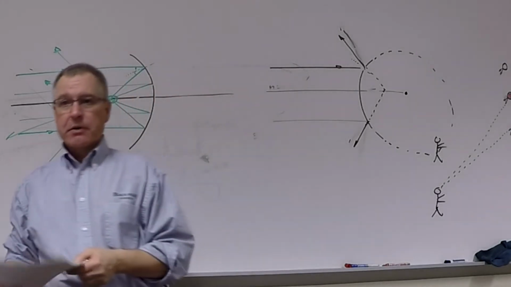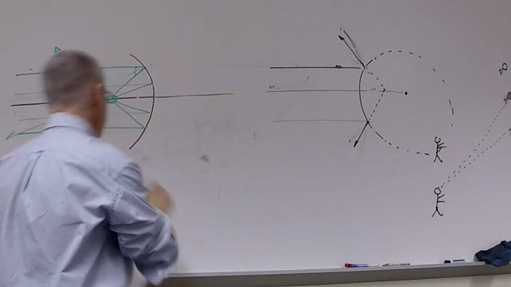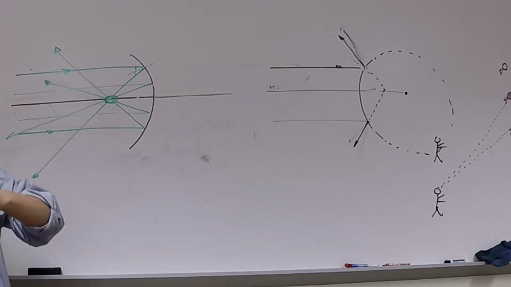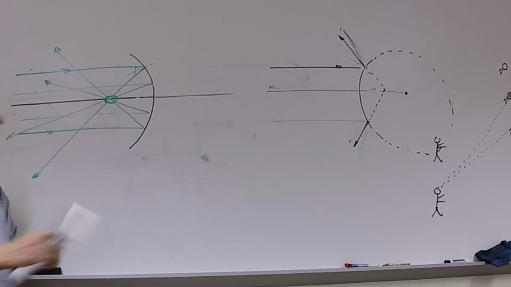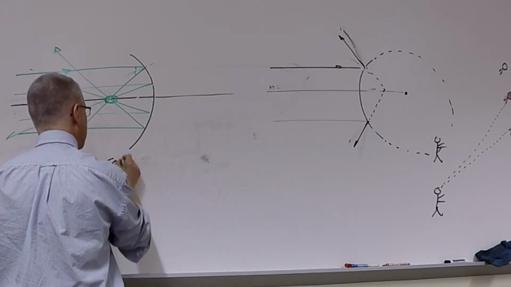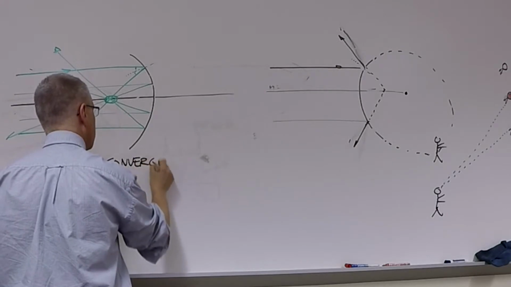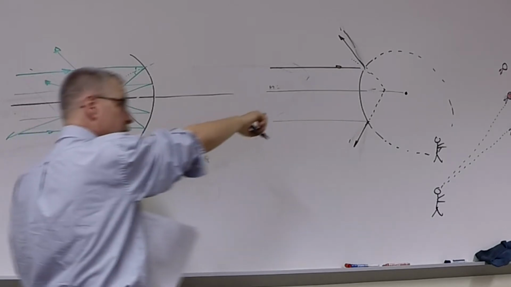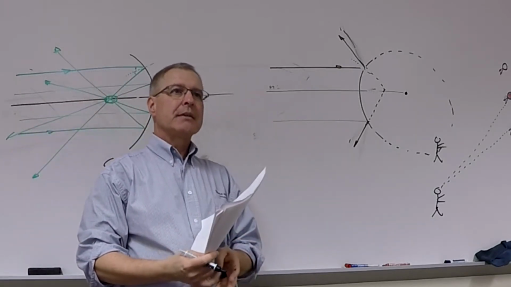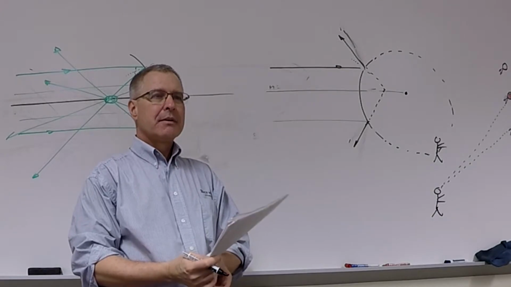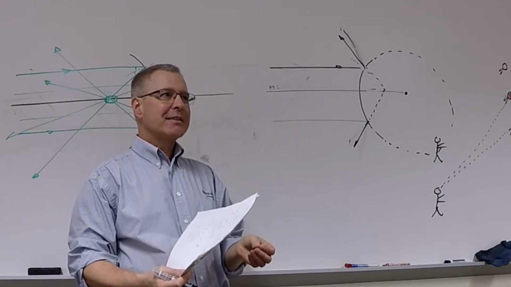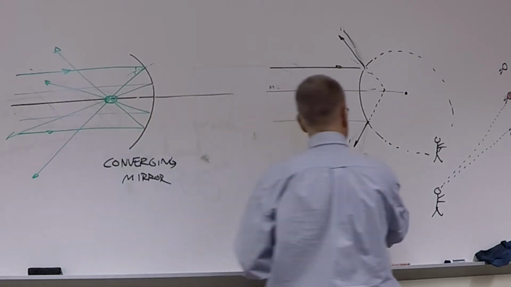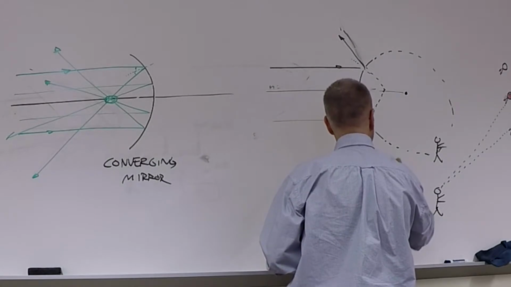Notice we've got two different kinds of mirrors. We've got one that does this. What did this do to those reflected rays? Brought them all together. In other words, those reflected rays converged. So this is a converging mirror. What did the reflected rays do there? They didn't converge. From your medical terminology class, it's the opposite of converge. They diverged. They went apart. This is a diverging mirror.